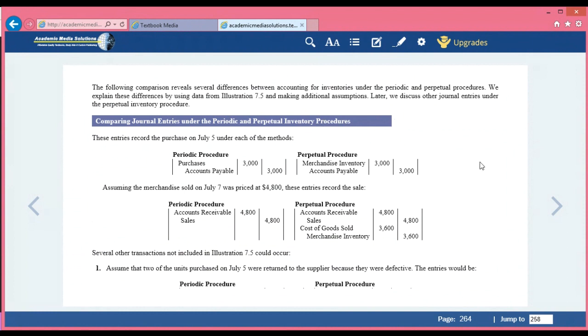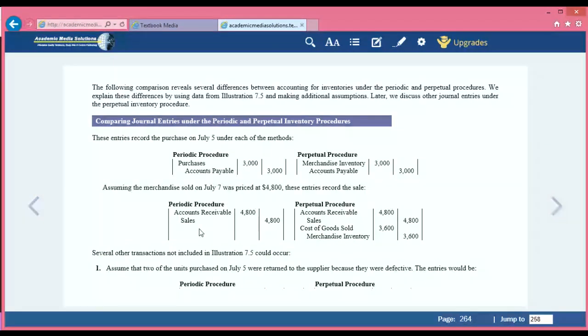perpetual inventory procedures. All right, in periodic from last chapter, we did debit purchases, credit accounts payable. If you have an inventory system, it's debit merchandise inventory, credit accounts payable. So inventory is used in place of purchases. On the sell side, you're the seller. Under periodic, you debit accounts receivable, credit sales. Under perpetual, you do the same thing, but then you have an entry going in that is debit cost of goods sold. That's the cost of the material you sold, and it takes it out of inventory at that time.